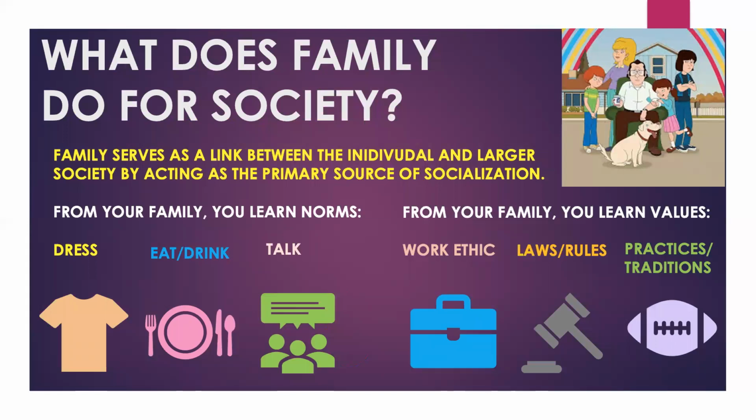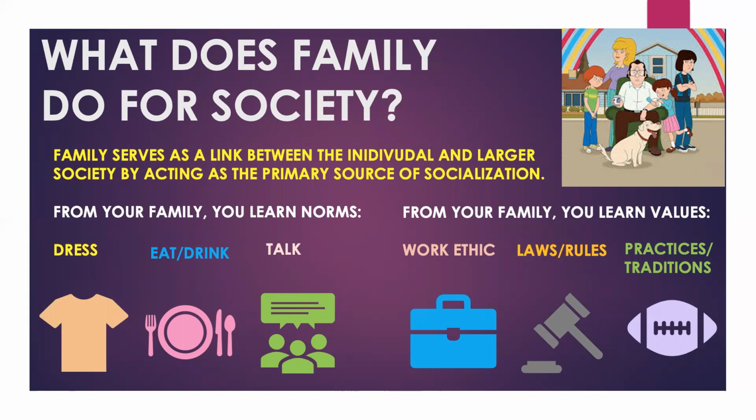So again, what does family do? It serves as the link between the individual and larger society. We aren't born knowing what to do. We aren't born knowing how to belong. Family ensures that society's norms and values are passed down and carried on. So we call this social reproduction. It's teaching new generations how to belong, how to reproduce society. If we didn't do that, we'd never have any idea what's going on at all.